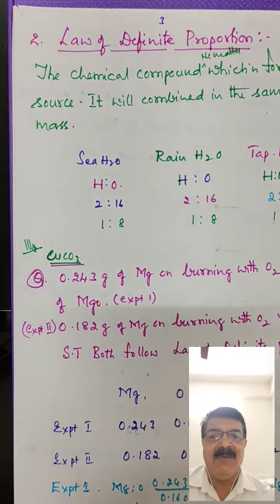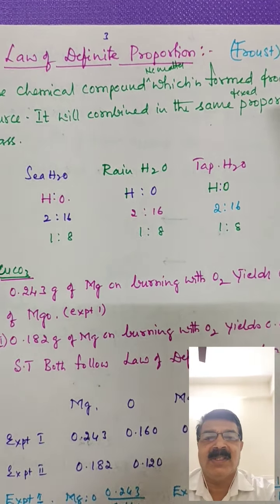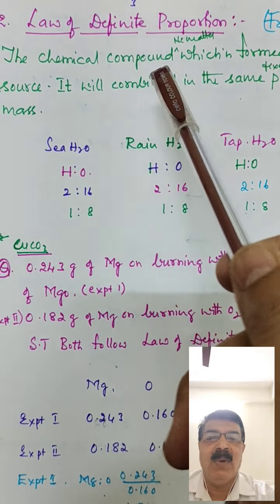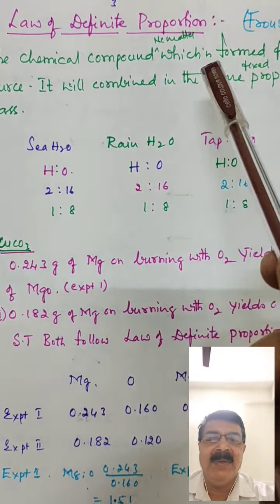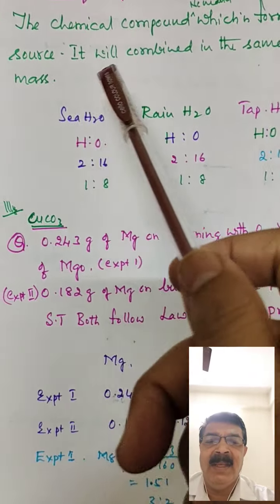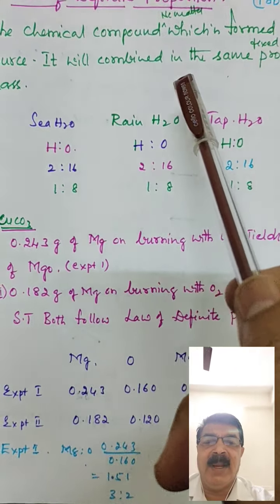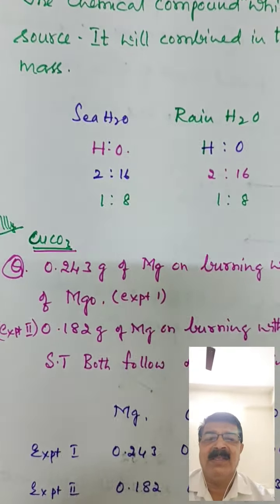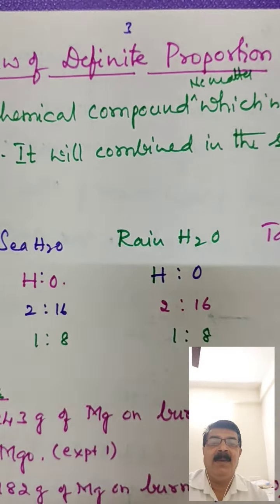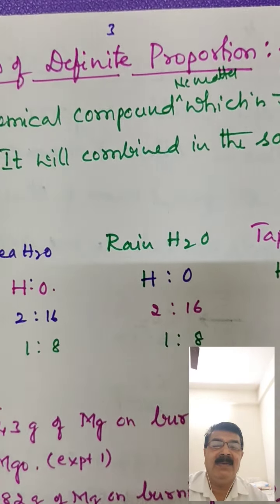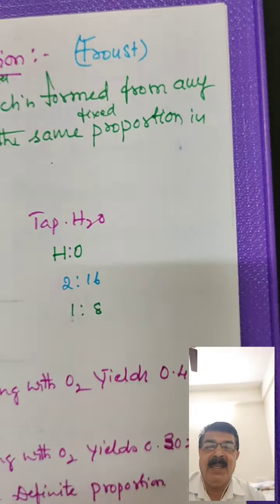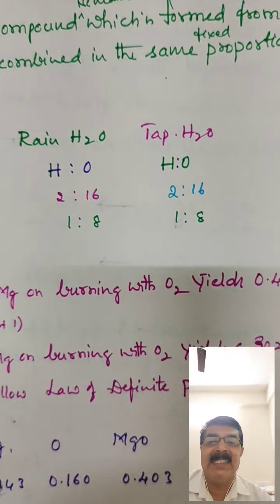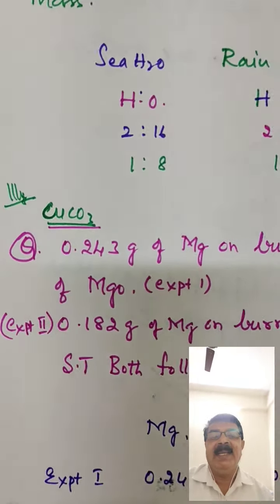The second one, the law of definite proportion, is by Proust. What is the law of definite proportion? A chemical compound, the matter which is formed from any source, will be combined in the same fixed proportion in its mass.